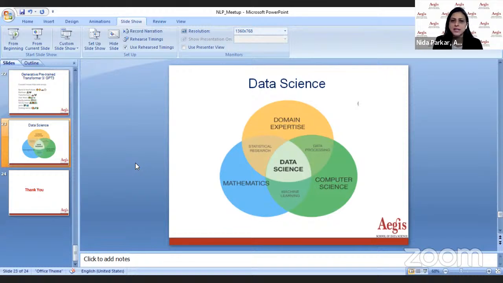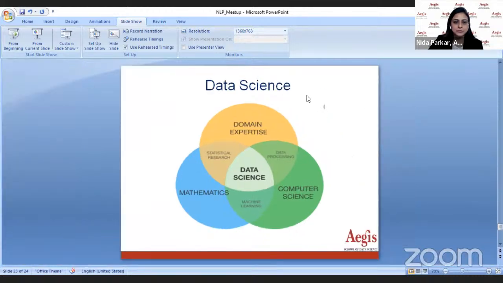Lastly, to understand what exactly is data science, I would like to show it on this screen. Data science deals with mathematics, domain expertise, and knowledge of computer science. When you're talking about mathematics and computer science, that is where your machine learning stands. Machine learning models are highly based on mathematics and statistics, and to code them you would require a programming language like Python or R.